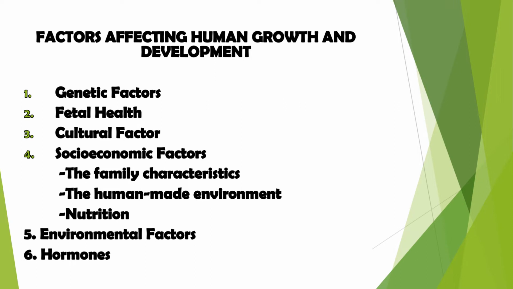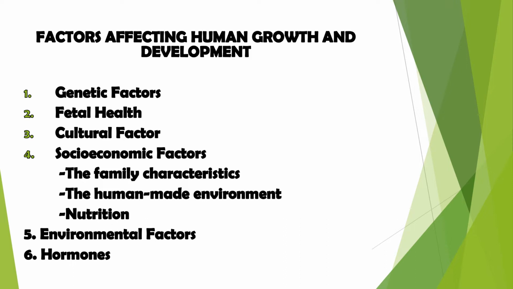For example, the safe and secure environment, as well as the loving care of family, contribute positively to children's healthy development. Then lastly, hormones. There are a large number of endocrine glands present inside our body.